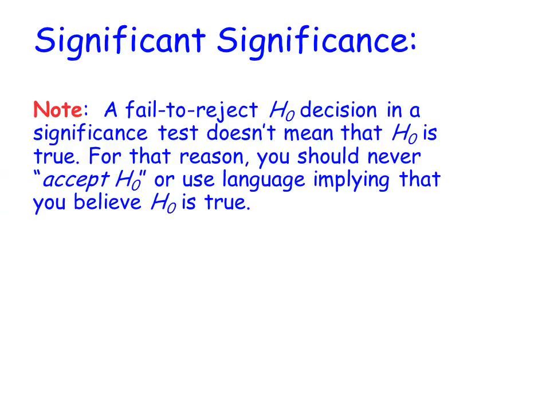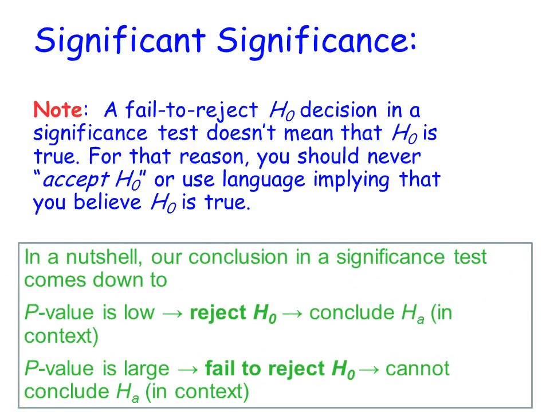So a fail to reject the null hypothesis decision in a significance test doesn't mean that H0 is true. For that reason, you should never accept H0 or use language implying that you believe H0 is true. Lastly, in a nutshell, our conclusion in a significance test comes down to the following. If your p-value is low, we reject H0, and we conclude HA, our alternative hypothesis, in context. If our p-value is large, we fail to reject H0, and we cannot conclude the alternative hypothesis. In class, we'll be discussing more about what this p-value is and how we find it.